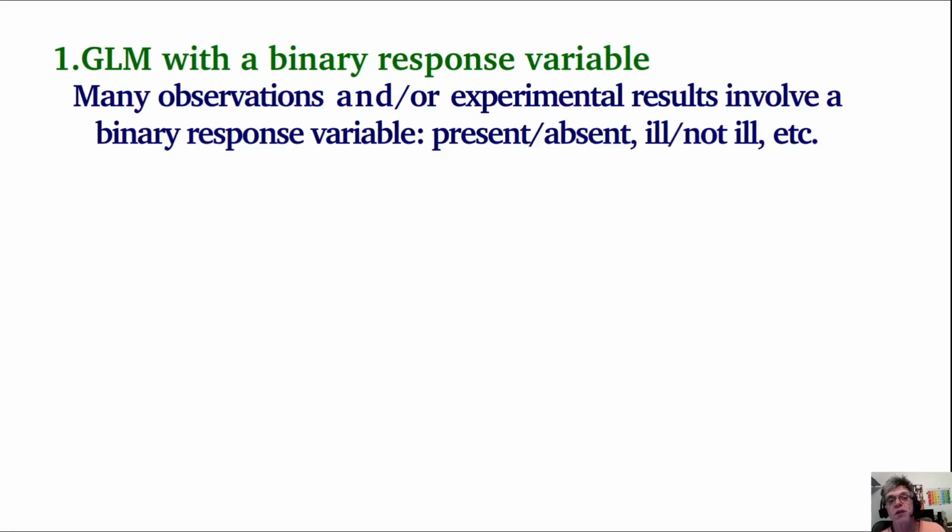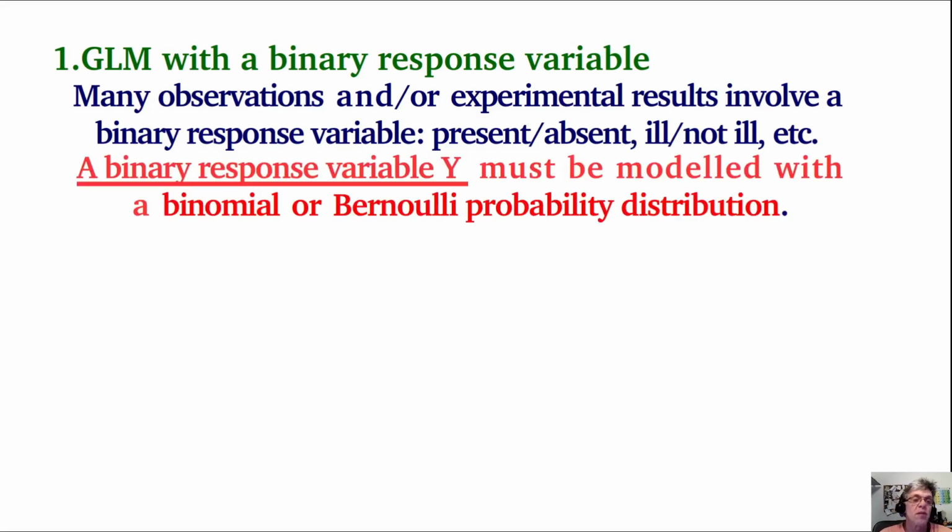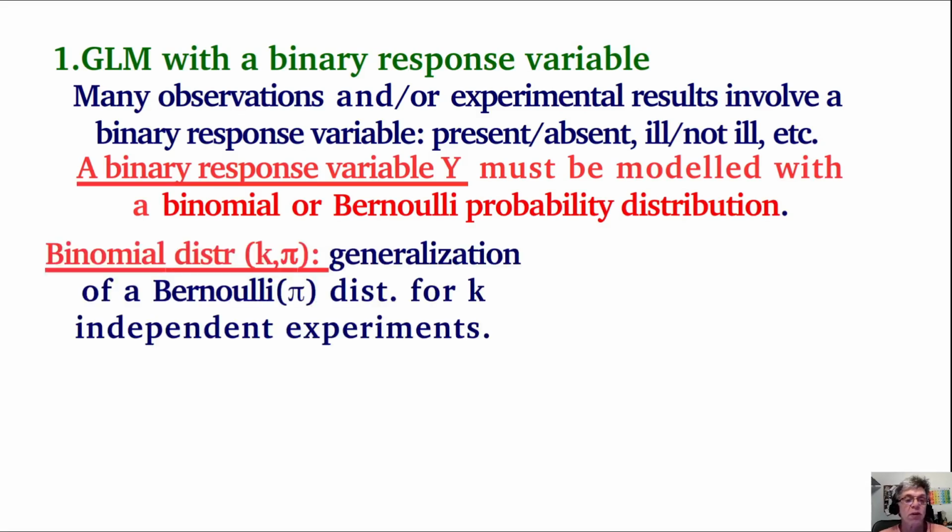So many observations and experimental results involve a binary response variable. For instance, when a species is present or absent, when somebody is ill or not ill, and many other examples. So a binary response variable must be modeled with either a binomial or a Bernoulli probability distribution. The latter is a special case of the former, or the former is a generalization of the latter, as you wish. So the binomial distribution is a generalization of a Bernoulli distribution.